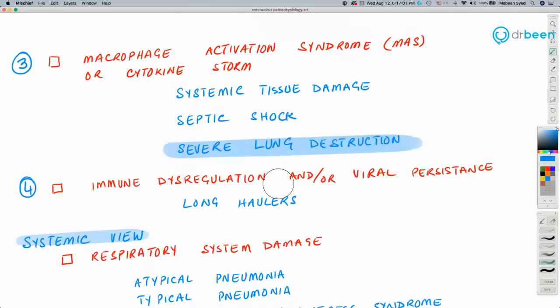Then severe lung destruction, because the primary battleground with the virus is inside the lungs. And because when the immune system goes mad, the first place it goes mad is the lungs. The majority of the damage is inside the lungs. So that is the third category.